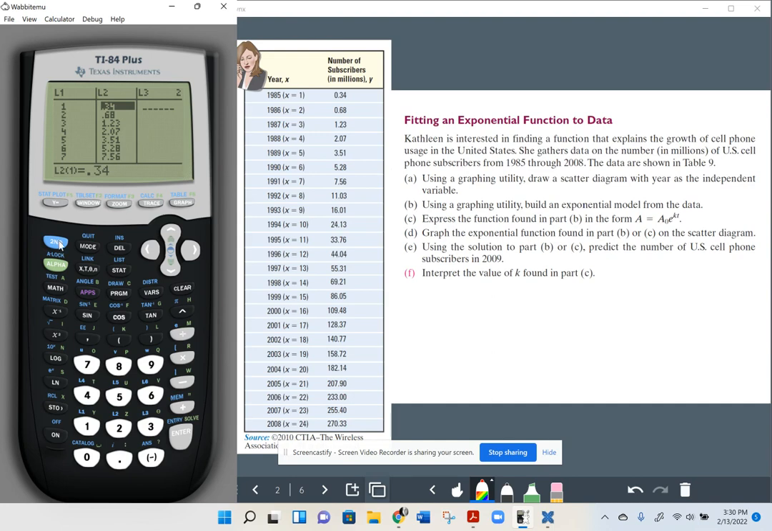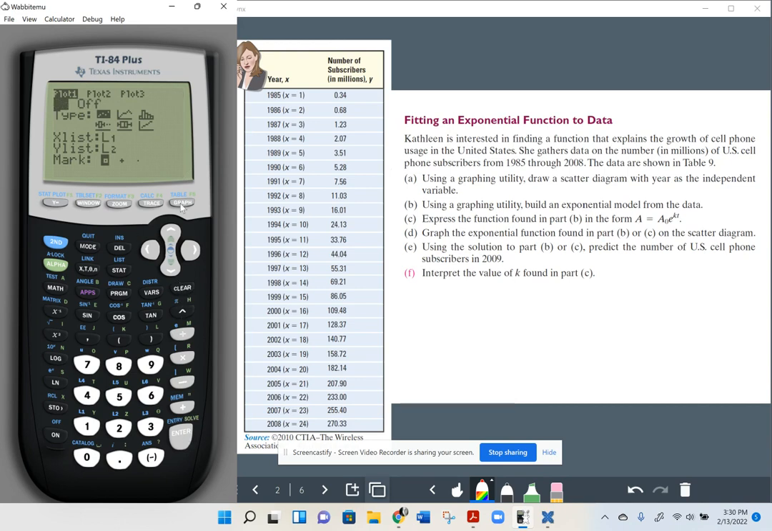And then in order to look at the scatter diagram, I'm going to go second Y equals. And so I want to make sure that my first stat plot is on. Mine is, but if it wasn't, it would look like this. The off would be selected, so all you do is hit enter, and page over, and hit on.